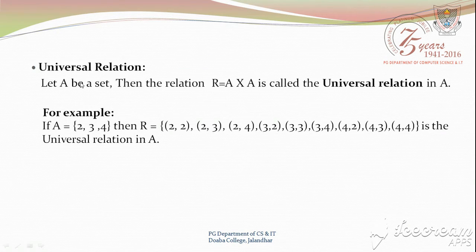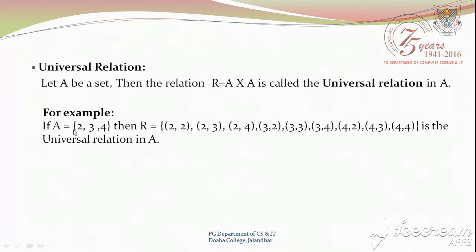Next we have the definition of universal relation. Let A be a set, then the relation which is equal to the Cartesian product of A to A is called the universal relation. As we have learned earlier that every set has a subset equal to that set, so we can write the relation equal to the Cartesian product of A to A, which is called the universal relation.